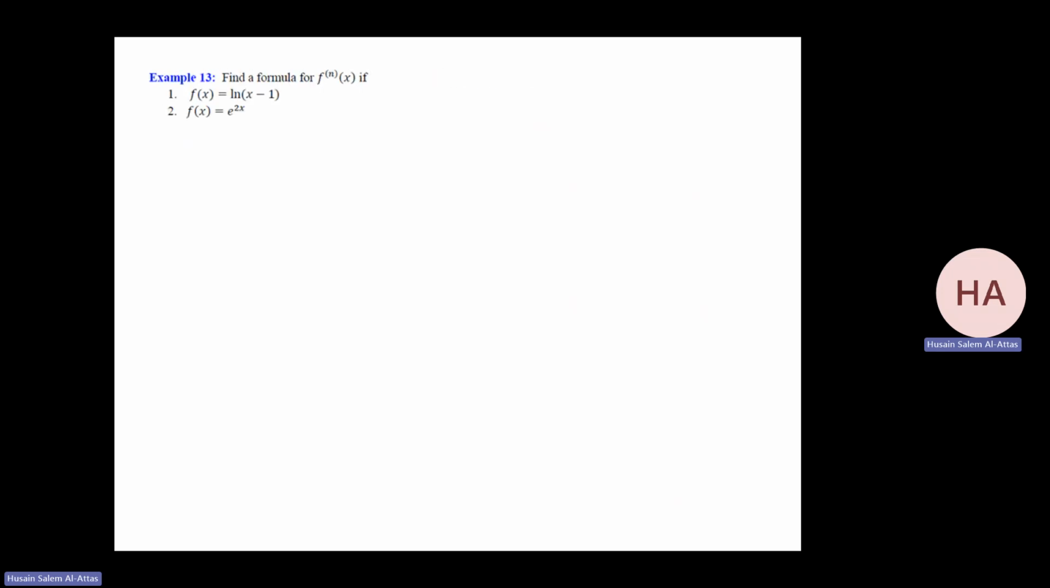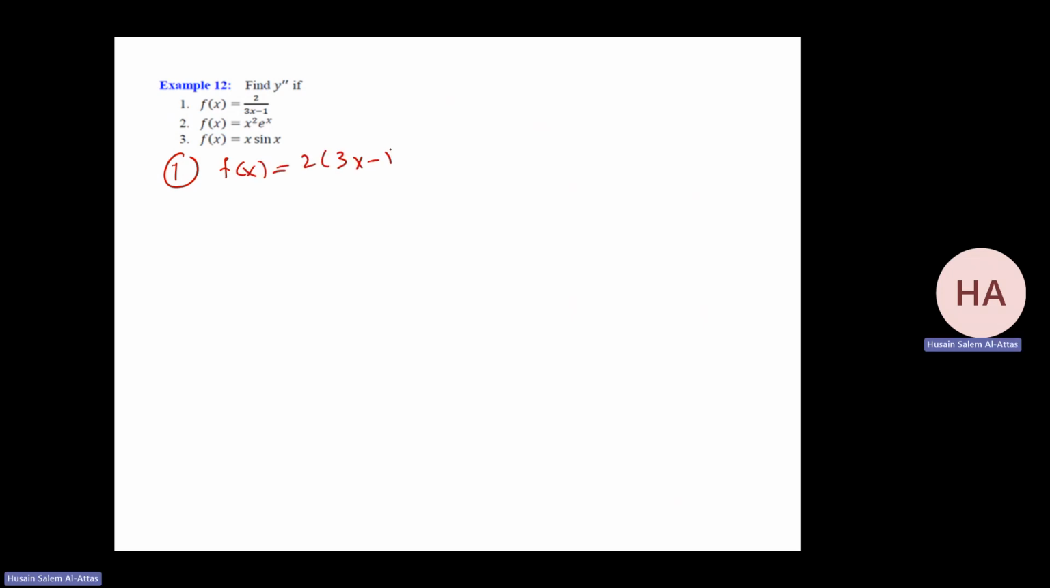You need to look for the pattern. Okay, so in this one, I need to find the derivative. The first one, f of x, it's easy to write as a power. So what will be f prime? It will be -2 times (3x minus 1) to the power -3. Don't forget this, which is times 3. So that is -6 (3x minus 1) to the power -3.